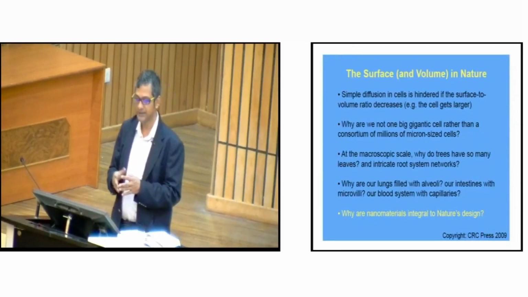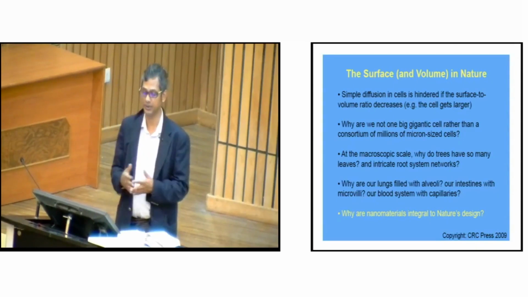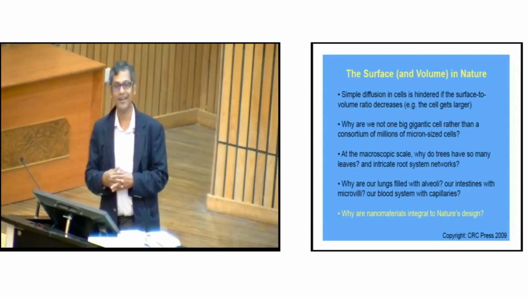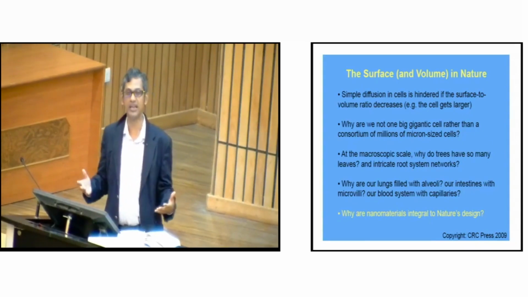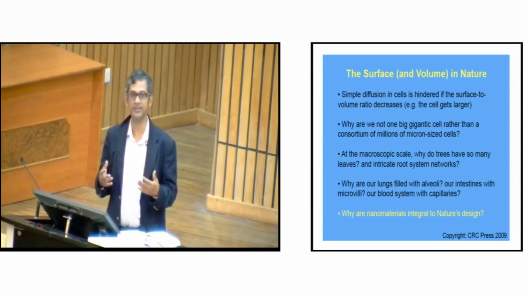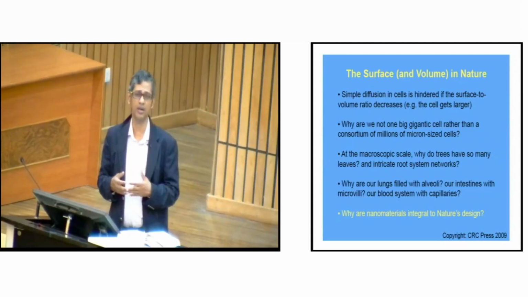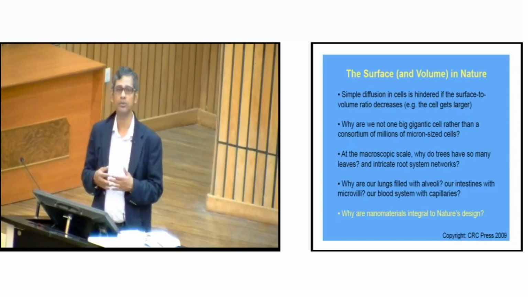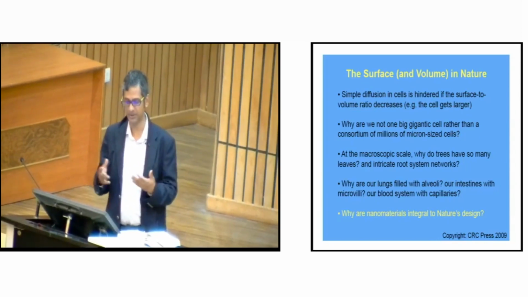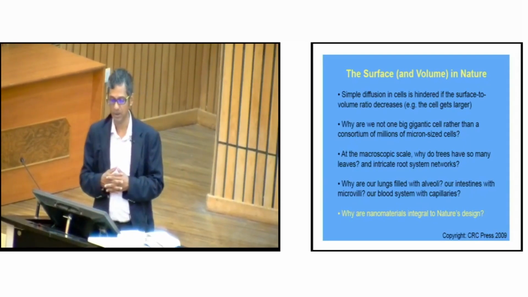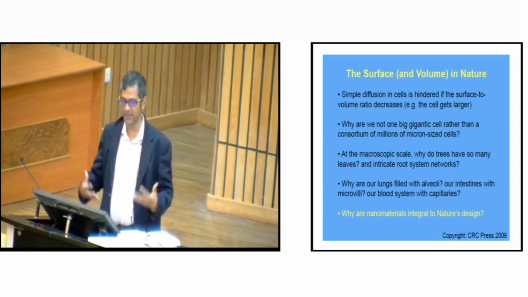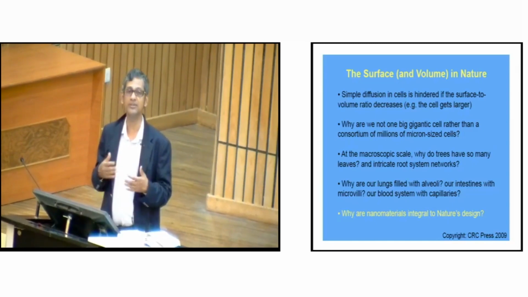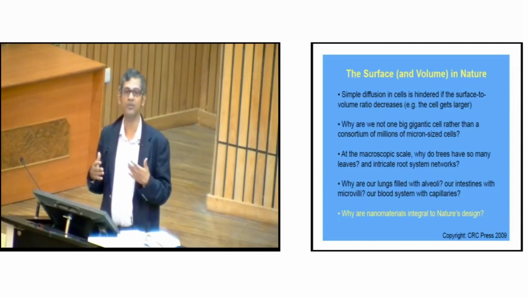Now, as I said, it depends on the surface to volume ratio, and there are hundreds of examples in nature where this actually happens. Simple diffusion in a cell is hindered if the surface to volume ratio decreases. This is what happens in your Aquaguard, or in the case of RO, reverse osmosis. You need a large surface area for diffusion and osmosis to happen. Why don't I have one gigantic cell rather than multiple millions of micron sized cells? That is because the surface area of the intercellular boundary increases.